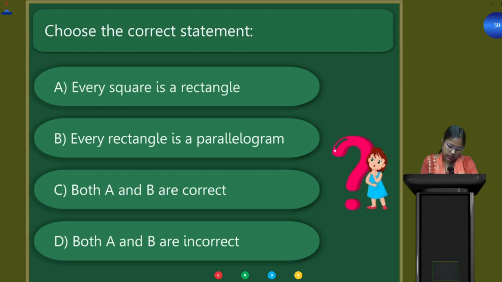Okay, your time is up. I am showing you the result. The result is option C. Option C is the correct option. Both A and B are correct. Why? Because every square is a rectangle, as a square can fulfill all the properties of a rectangle, and every rectangle is a parallelogram. This is also true because a rectangle can fulfill all the properties of a parallelogram. So as both the statements are correct, we can choose option C, both A and B.